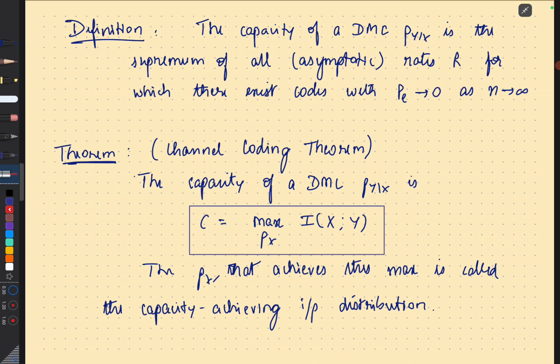Because if the block error probability is going to 0, then the bit error probability definitely also has to go to 0, but not vice versa. You could have a code for which the bit error probability goes to 0, but then the block error probability maybe doesn't go to 0. So if we relax the block error probability constraint to a bit error probability constraint, then is it possible to achieve a higher rate? Or does the capacity increase if we go from a block error probability constraint to a bit error probability constraint? It turns out that for a discrete memoryless channel, it doesn't.